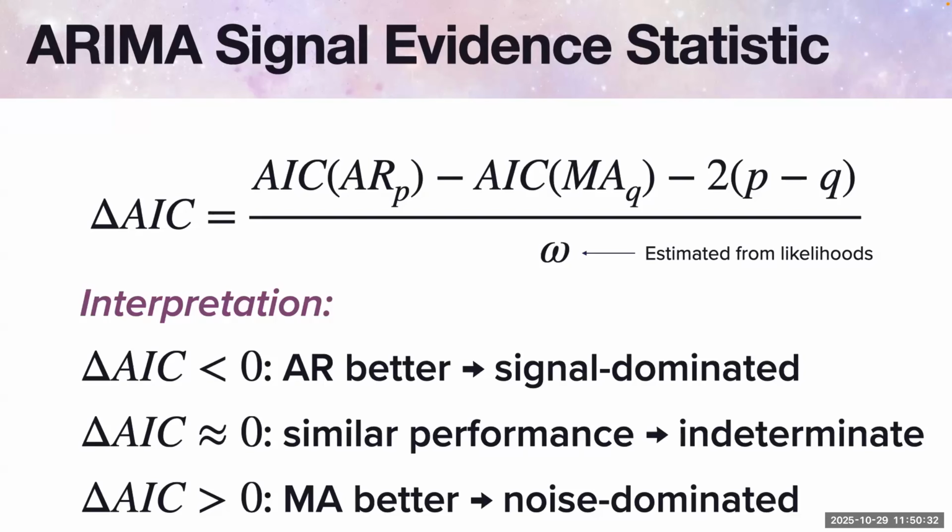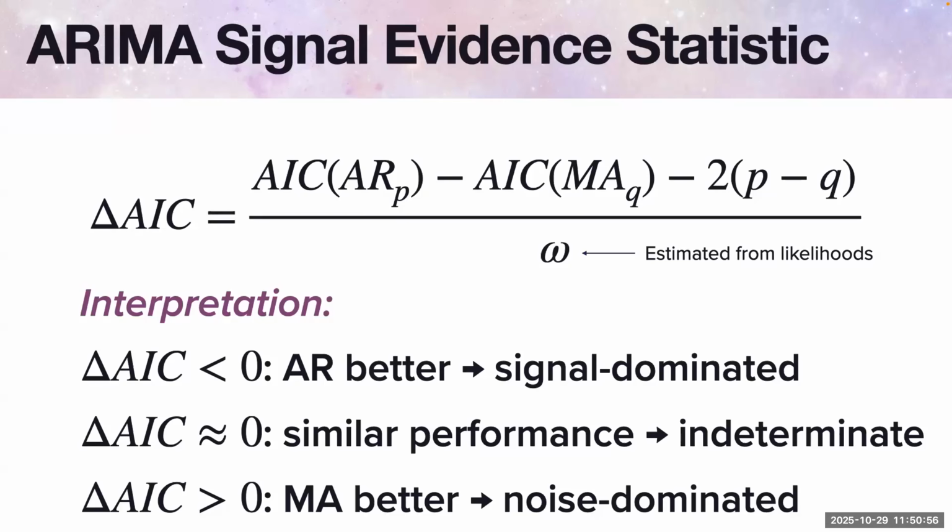And remember, in this context, sometimes there are different interpretations. But in this context, I'm using the AIC, and lower is better, right? So that's kind of standard there. According to this statistic, any delta AIC that's negative says the AR model fits better. Positive, the MA model fits better. If it's zero, I can't tell.